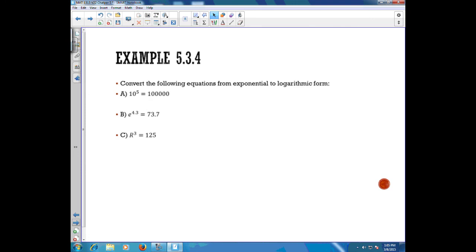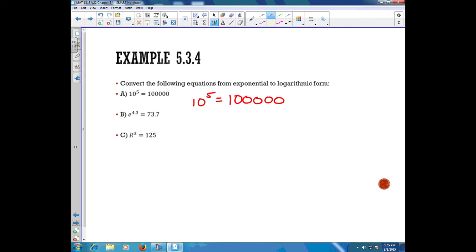So first we want to convert these following equations from exponential to log form. So we have, at first, 10 to the 5th is equal to 100,000. So in this case, the base is 10, the exponent is 5, and the number part is 100,000.